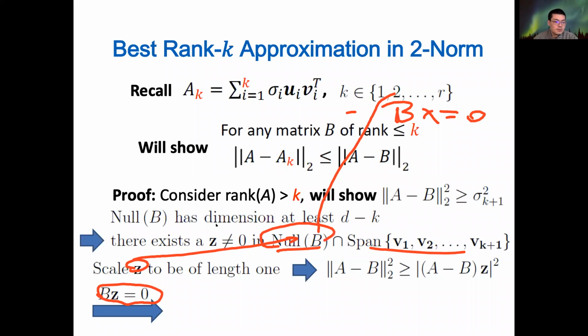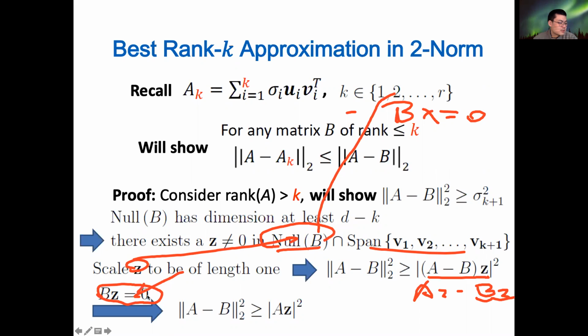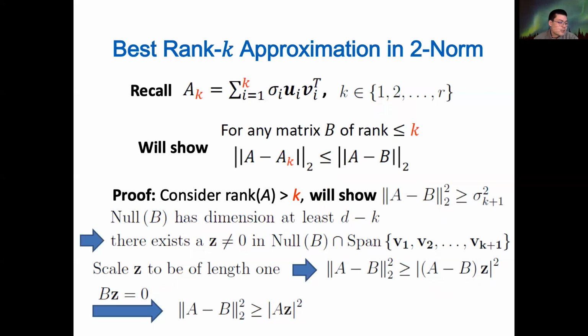So if you write the right-hand side out, it's AZ minus BZ. We know BZ is 0, so that's why we only have AZ. This Z is some vector in the null space of B, but also in the first k plus 1 dimensions, and such a Z must exist. We'll use this conclusion to derive the final conclusion. So far, we know Z is something in the intersection that we constructed, and this conclusion always holds.